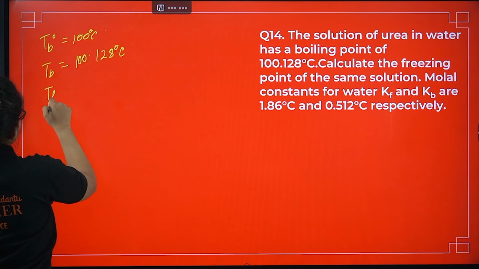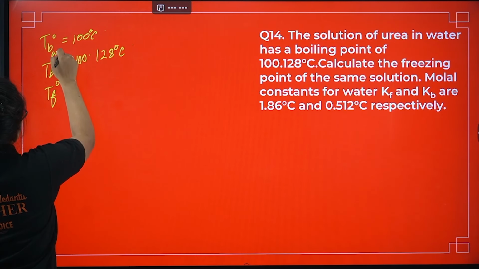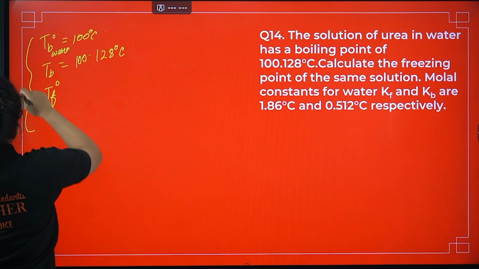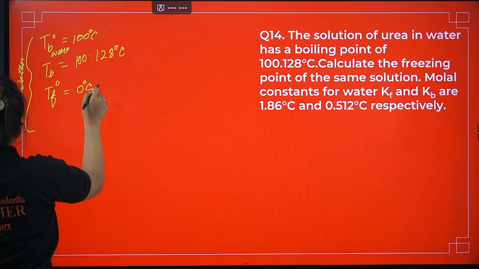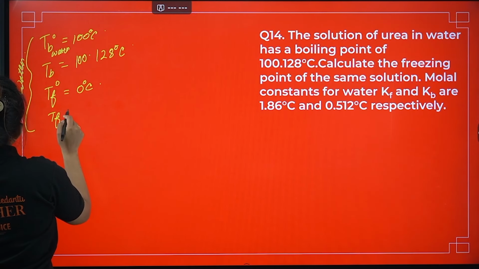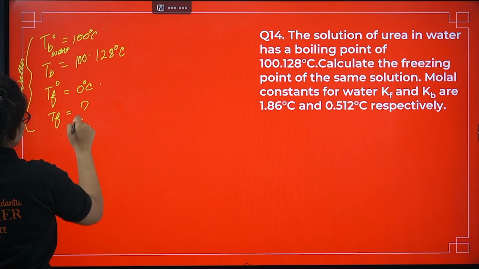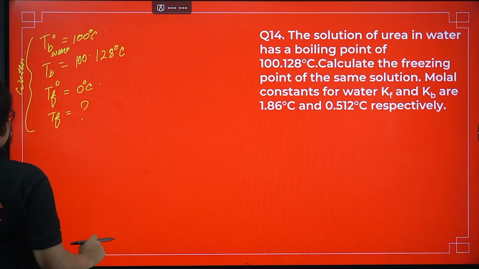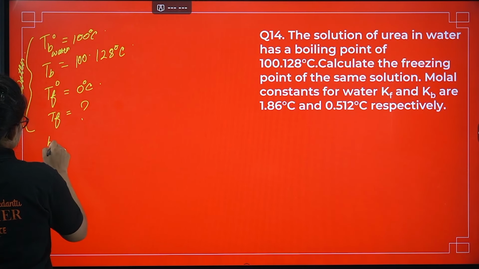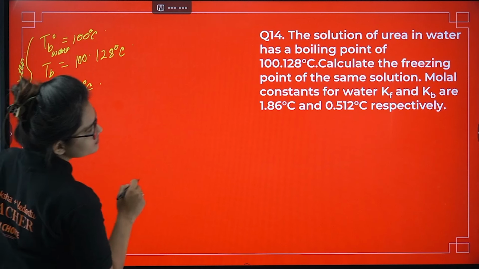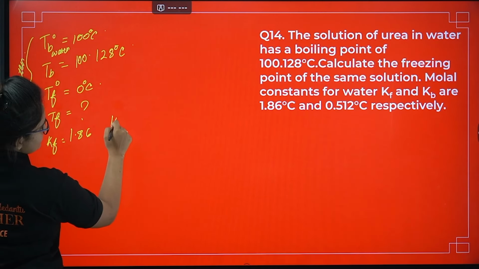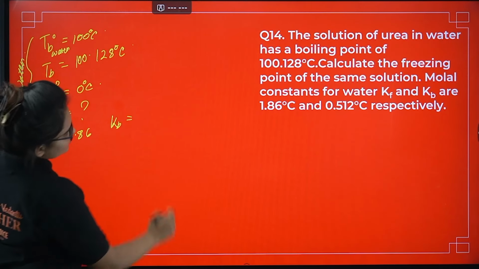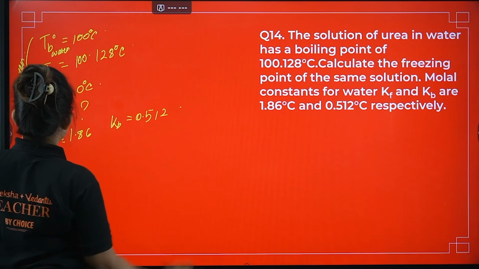Freezing point also we know, all of them for water. Freezing point of water we know is 0 degrees Celsius. Freezing point of the urea solution, that is Tf, that we have to find out. That we don't know. So how should you go ahead? Kf also is given. Kf is 1.86, and Kb is also given as 0.512. Fine, let's go ahead.